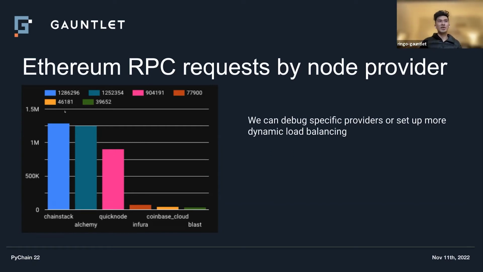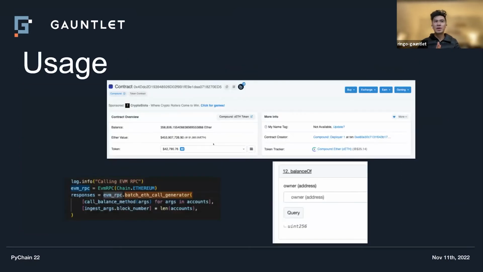And so this just gives us an idea of how we can move forward around adding new providers and which providers are working better for us versus other ones. Cool. So last thing I want to talk about is, how do you actually use this library?